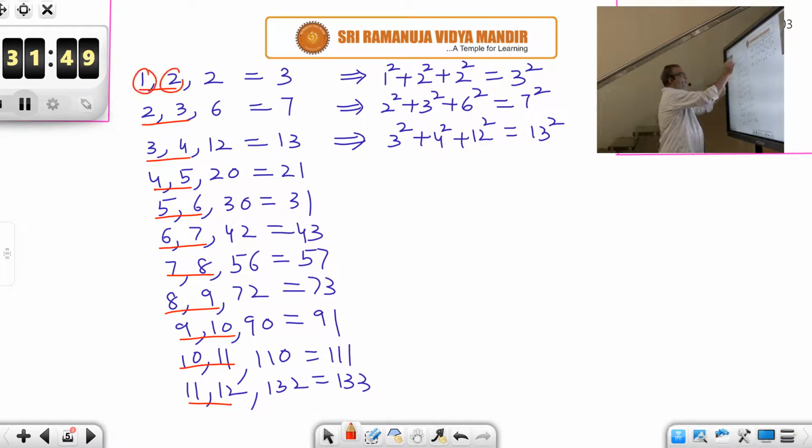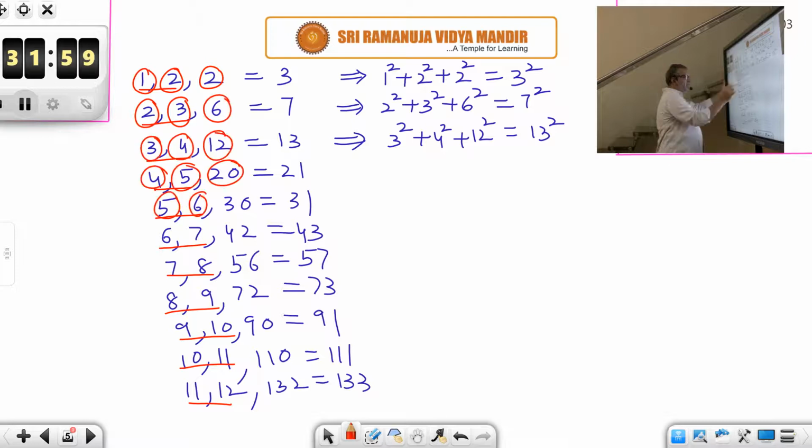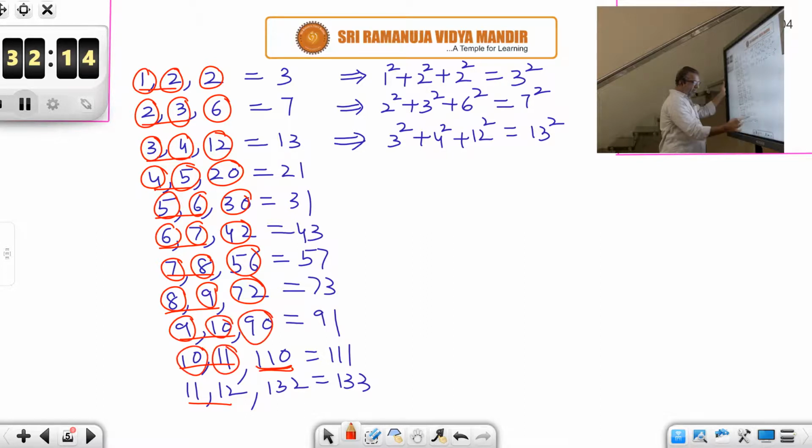Their product. 1 into 2 is 2. 2 into 3 is 6. 3 into 4 is 12. 4 into 5 is 20. 5 into 6 is 30. 6 into 7 is 42. What is 7 into 8? 56. 8 into 9 is 72. 9 into 10 is 90. 10 into 11: somebody is saying 102, but it is not 102, it is 110. 11 into 12: somebody is saying 121, but it is not 121, it is 132.